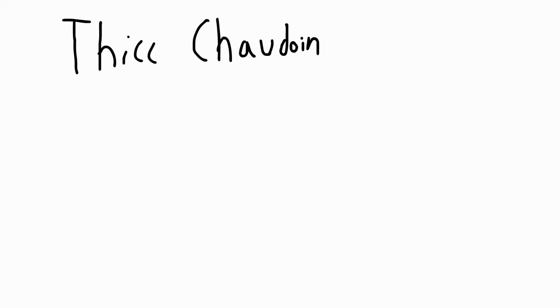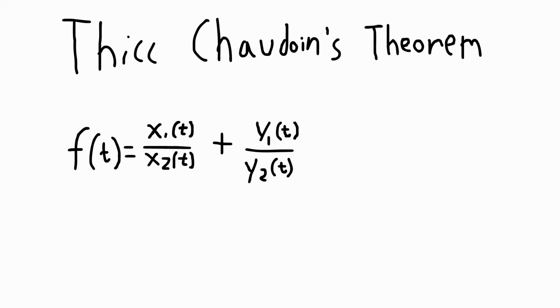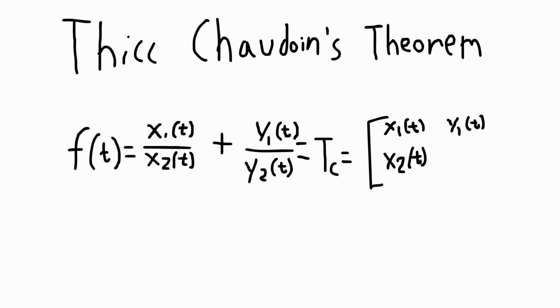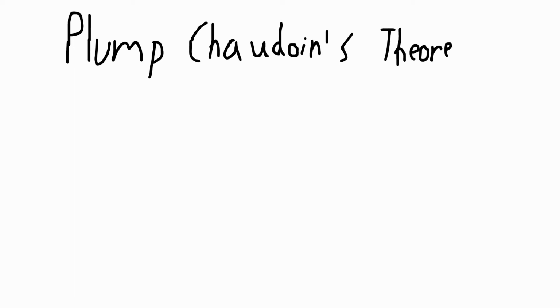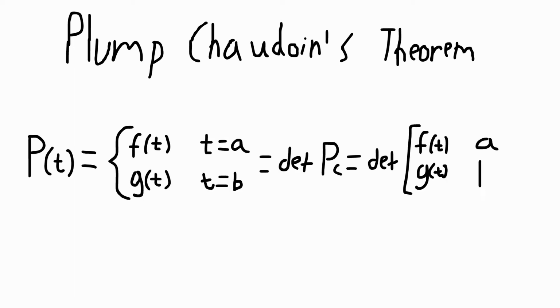Chaudoin's theorem states that, given some fractional function f of t, it is equal to the corresponding Chaudoin matrix, which looks like this. Chaudoin's theorem states that, given some piecewise function p of t, it is equal to the determinant of the corresponding Chaudoin matrix.